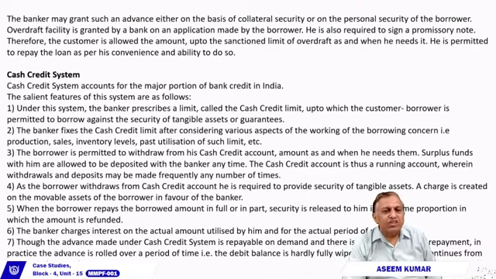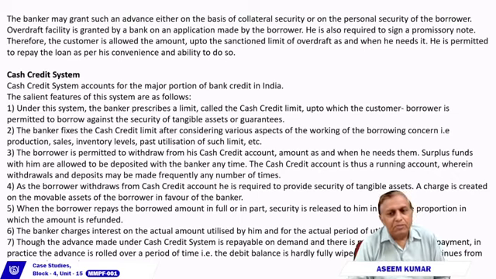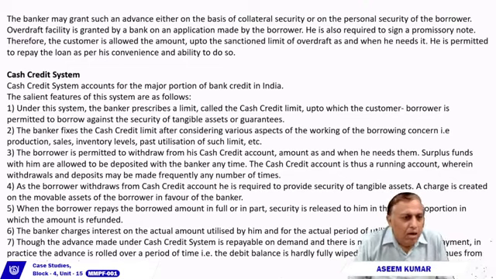The bank fixes the cash credit limit after considering various aspects of the working of the borrowing concern. It could be the production, sale, inventory levels, past utilization of such limit. The borrower is permitted to withdraw from his cash credit account the amount as and when he needs them. Surplus funds with him are allowed to be deposited with the banker anytime. The cash credit account is thus a running account, wherein the withdrawal and deposit may be made frequently any number of times.